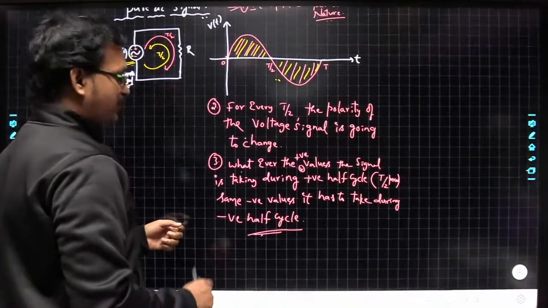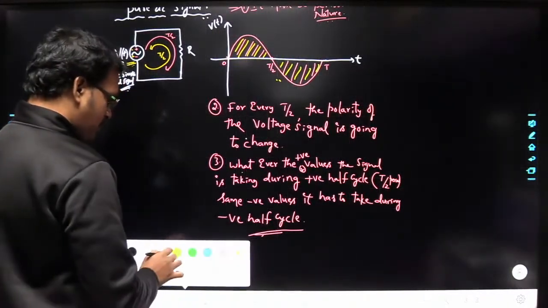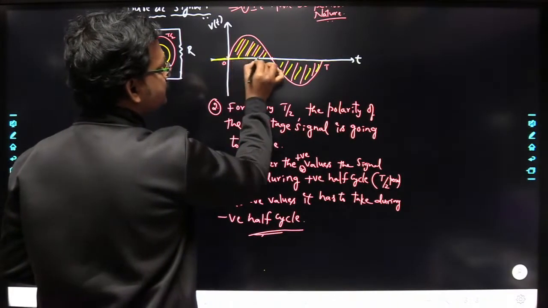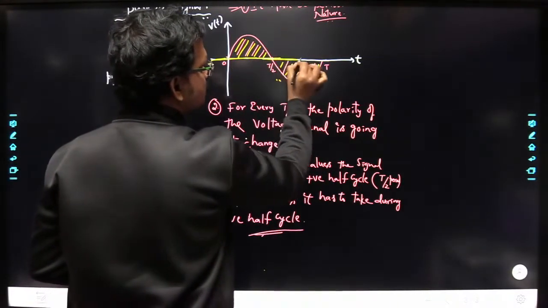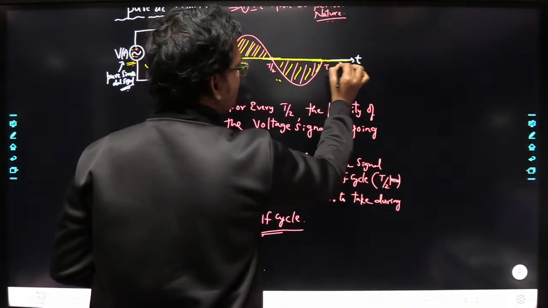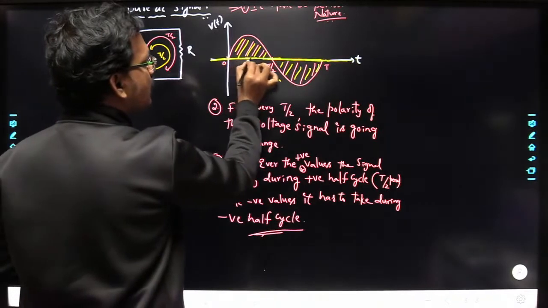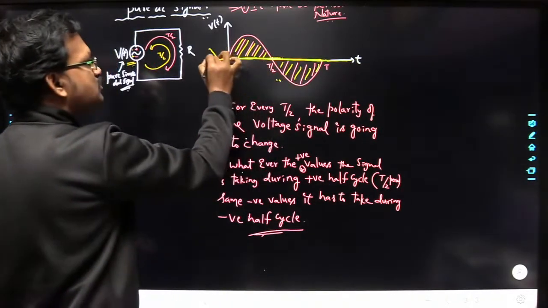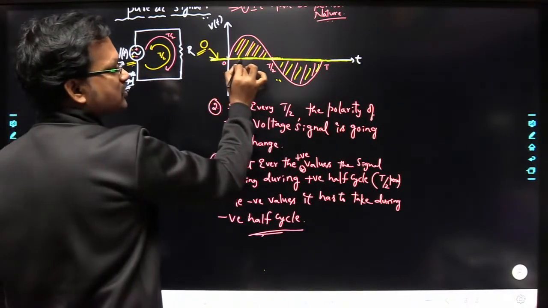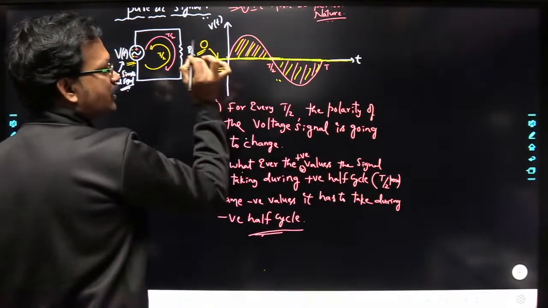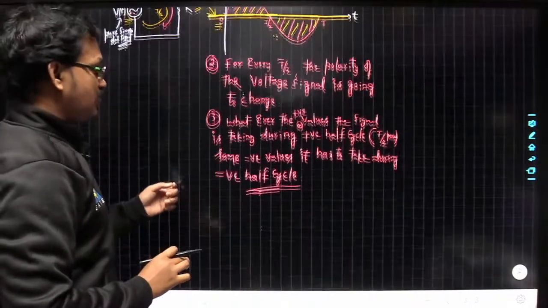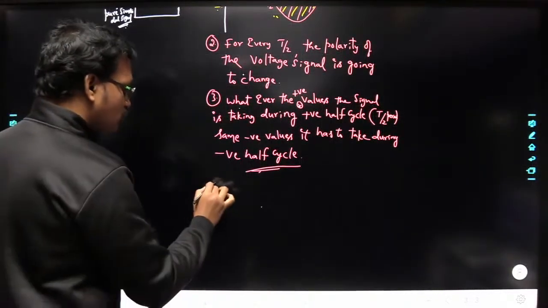And finally, the main important point here. So if you move along this line, what is the voltage value along this line here? The voltage value along this line is 0. Yes or no? If you move along this line, the voltage value is equal to 0. Okay.